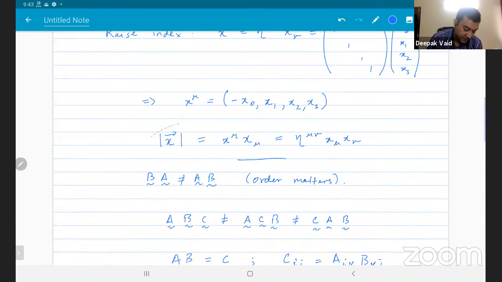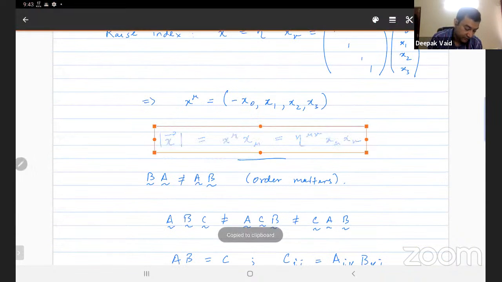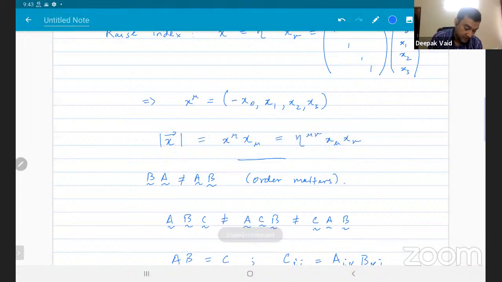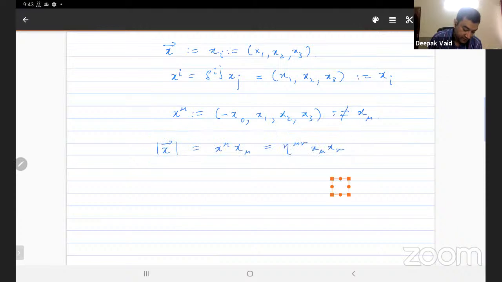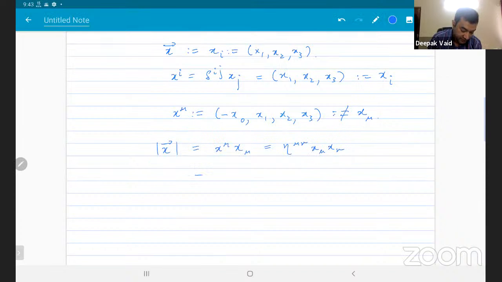All right. So now let's again look at this length of a 4 vector. What is this length? And what is the meaning of this length? It has some physical meaning. So let's write that down. So what is this?